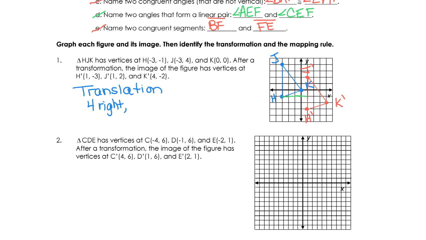And then the second movement we talk about is either up or down, and this would have had to go down 2 units so that H ends up on H prime. So we'll say 2 down.